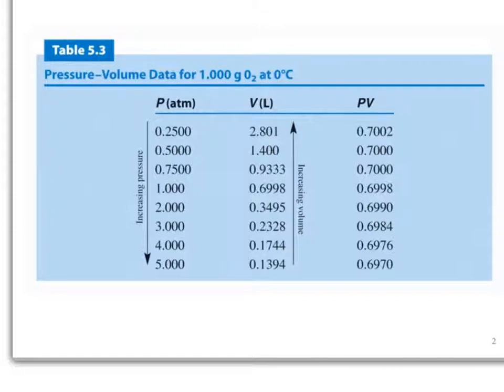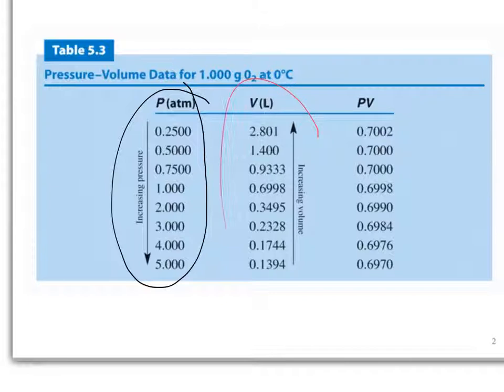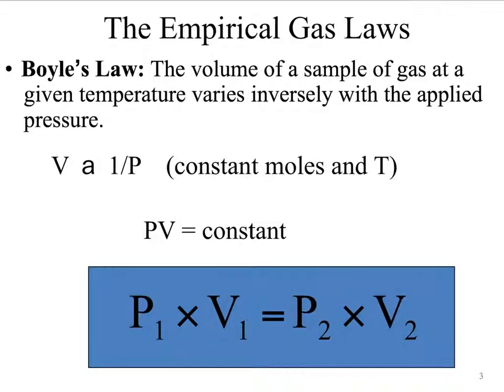Take a look at the pressure volume data for 1.000 grams of oxygen at 0 degrees C. Notice that pressure is increasing going down and volume is increasing going up. Try to establish a relationship between pressure and volume using this data. Hopefully you've established that pressure and volume are inversely proportional. This means that when one goes up, the other goes down.